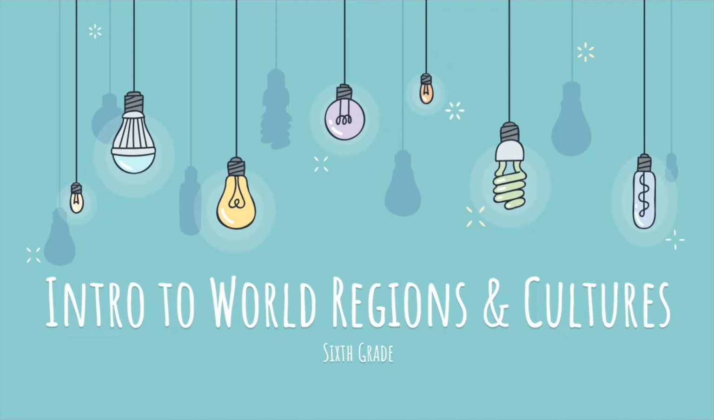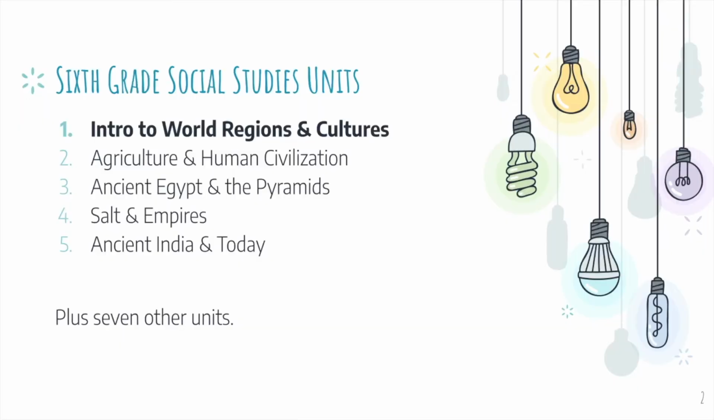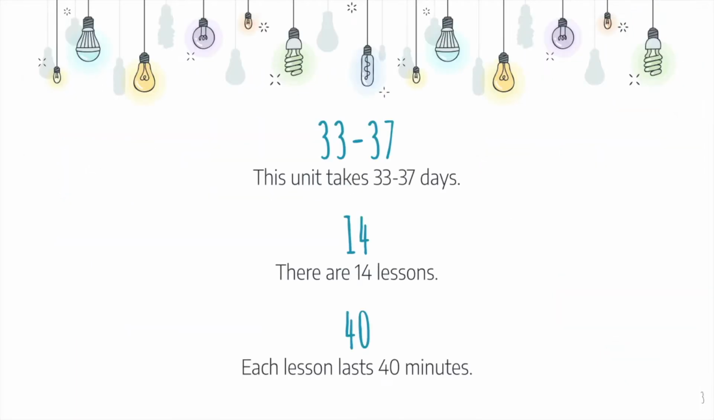My name is Kelly, and in this video, I'm going to walk you through the Intro to World, Regions, and Cultures unit. This is the first social studies unit of the year and provides a foundation for learning about different civilizations from history. This unit takes 33 to 37 days to complete and has 14 lessons, each of which are planned to last around 40 minutes.